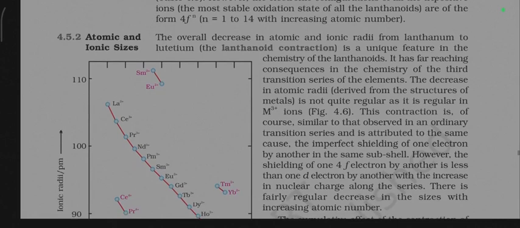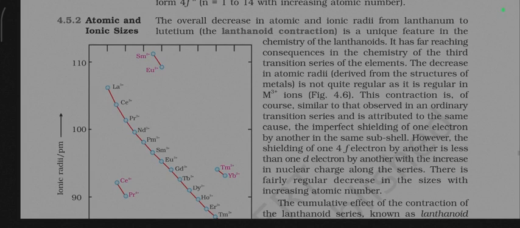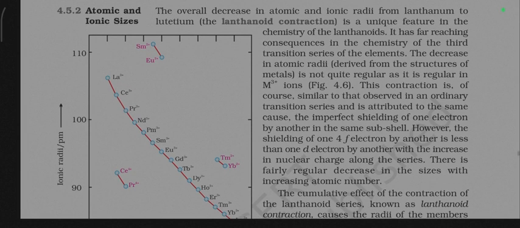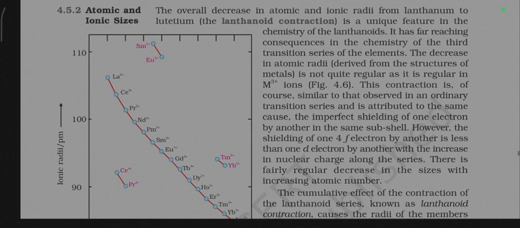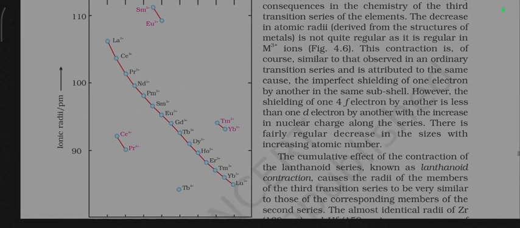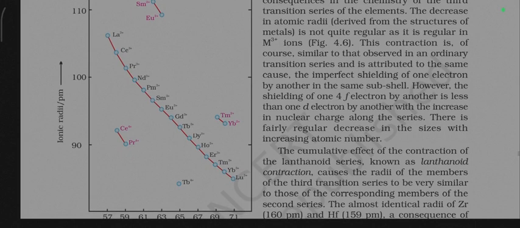Atomic and ionic sizes: the overall decrease in the atomic and ionic radii from lanthanum to lutetium, the lanthanide contraction, is a unique feature in the chemistry of the lanthanoids. It has far-reaching consequences in the chemistry of the third transition series of elements. The decrease in atomic radii derived from the structure of metals is not quite regular, as it is regular in M3+ ions.